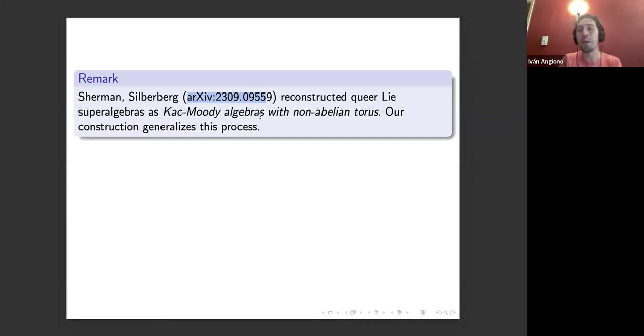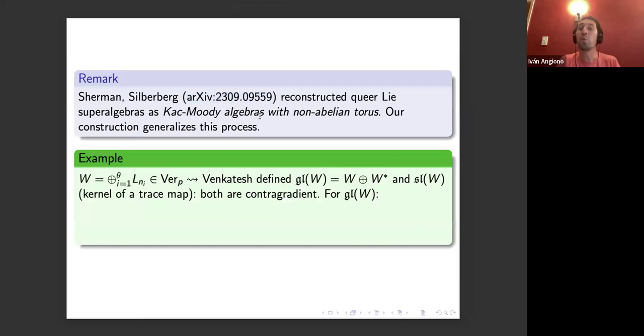And this was the same idea that we had. Essentially, we put in degree 0 something that could be non-abelian. So essentially, our construction generalizes what they do there. So you can recover the queer Lie superalgebras as contragredient Lie algebras in the category of supervector spaces. This is one of the ideas. But let me show you some other examples.